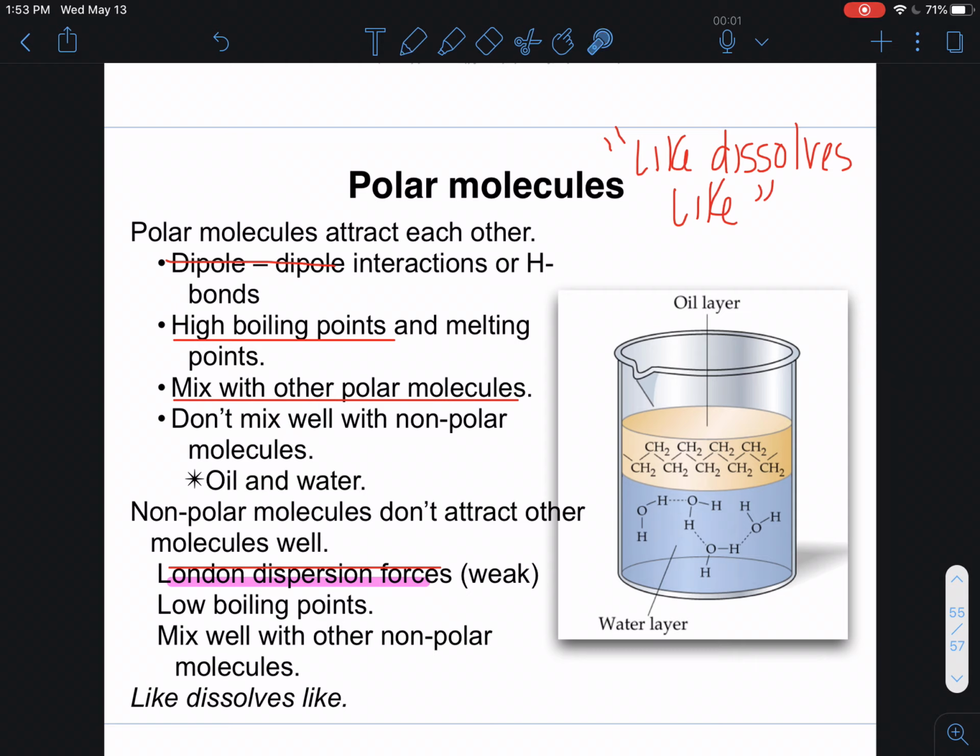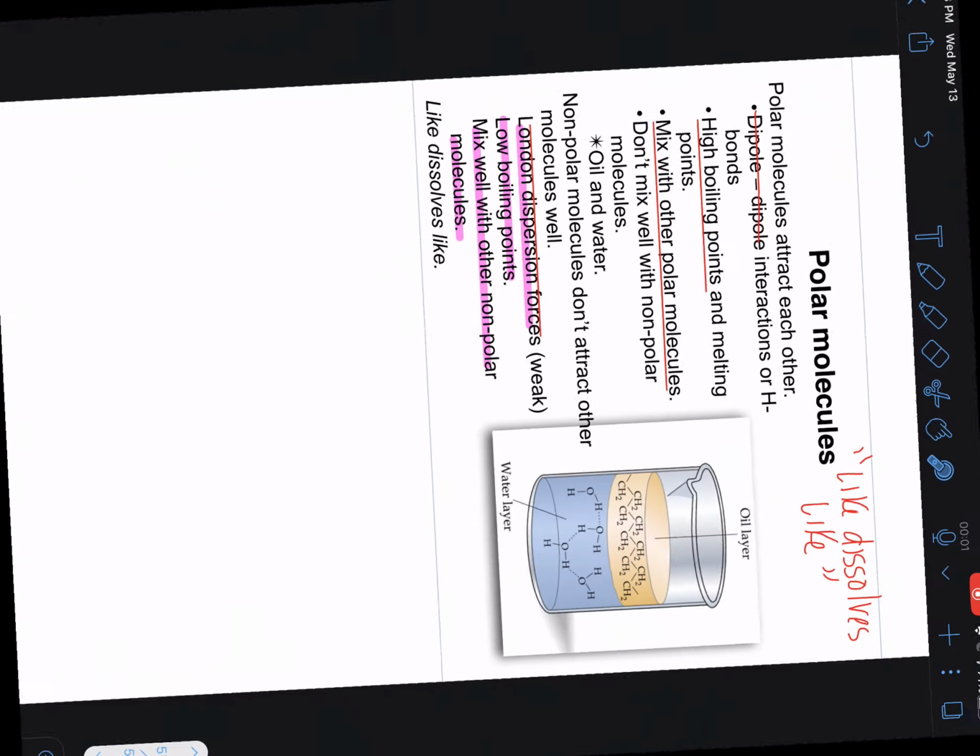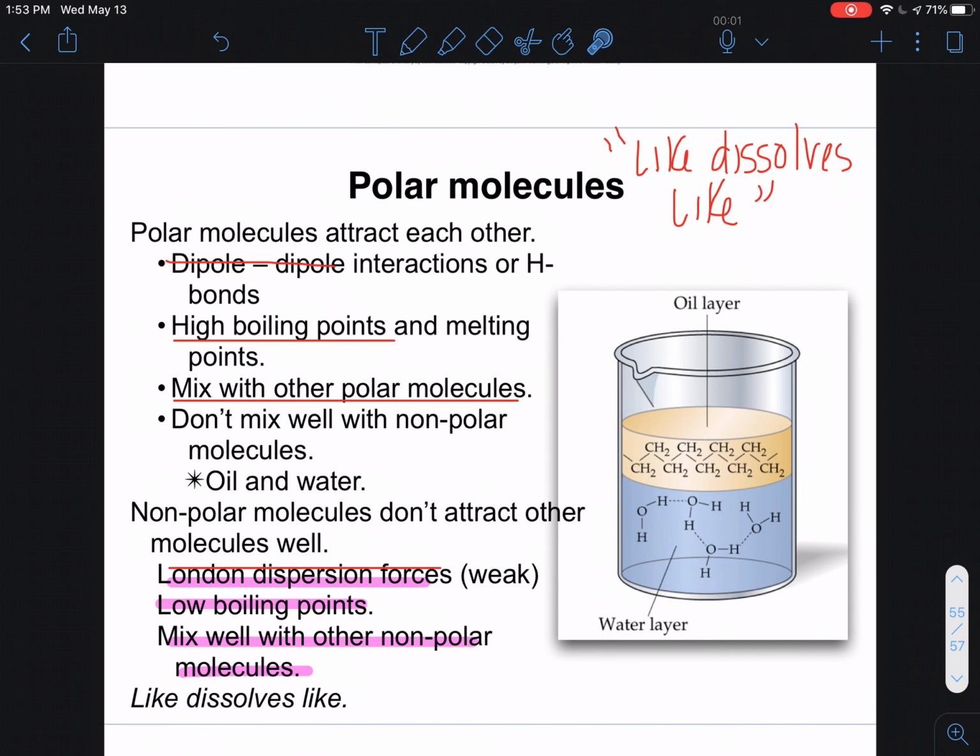Nonpolar molecules don't have a lot of attraction forces associated with them, okay? Which results in low boiling points, but they do mix well with other nonpolar molecules, okay? Oil will mix well with other oils. Oil mixes well with butter, all that kind of good stuff, okay? So the polarity of a molecule directly determines how well it interacts with other molecules and certain physical properties such as boiling point and melting point.